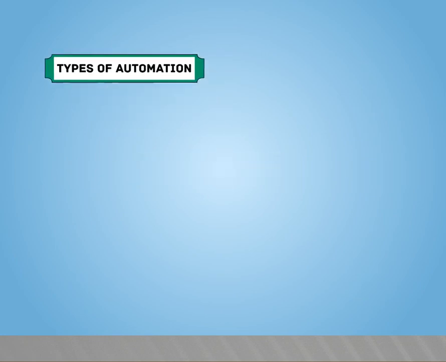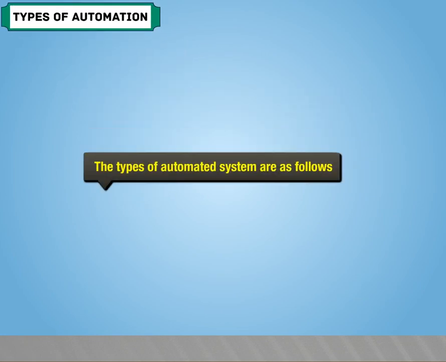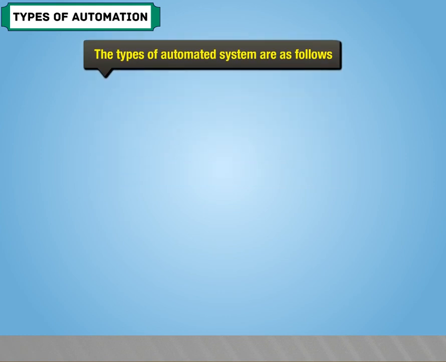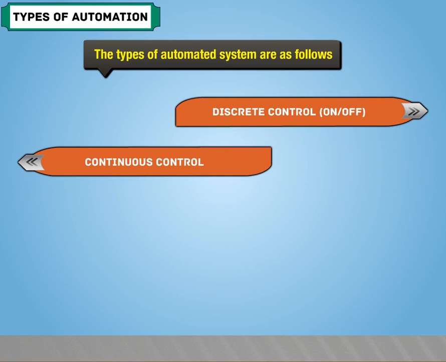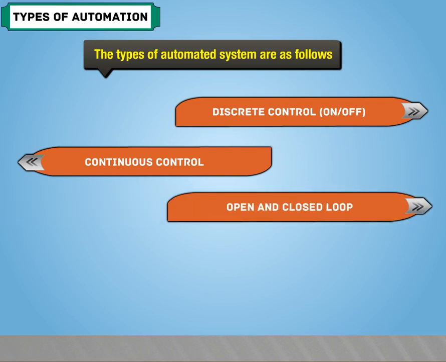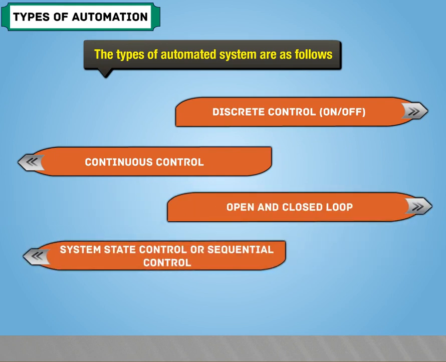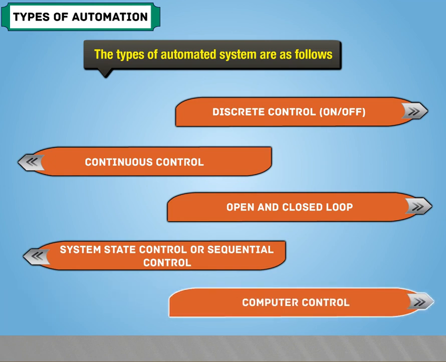Types of automation. The types of automated systems are as follows. Discrete control, on or off. Continuous control, open and closed loop. System state control or sequential control. Computer control.